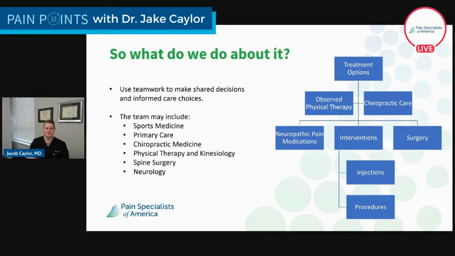And we have things like observed physical therapy, which I think is absolutely critical for our patients. And it's not because I think going to physical therapy and doing the exercises is important, though it is. It's that you have an expert in biomechanics able to sit there and actually watch the concurrent altered biomechanics that are going on, to treat not only the primary pathology but also the secondary things that are going on as well. Chiropractic care, we have medications, we have interventions we do, such as injections and other procedures, and surgery is kind of always considered our final option.